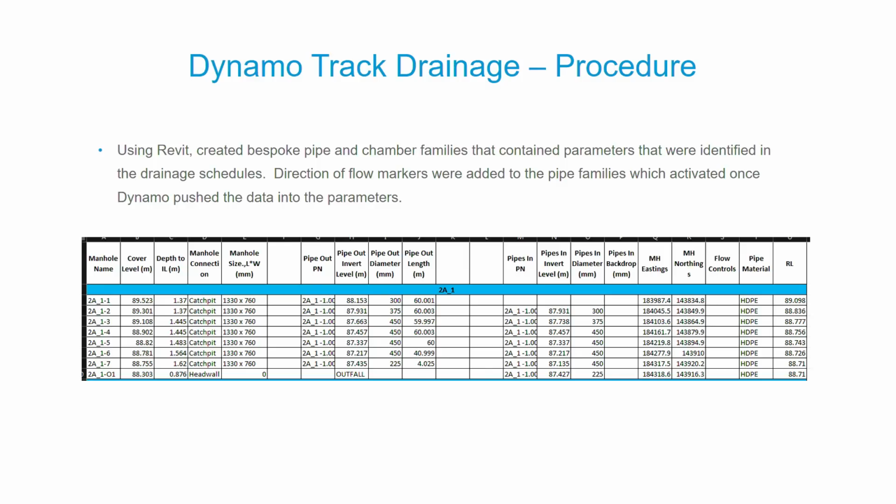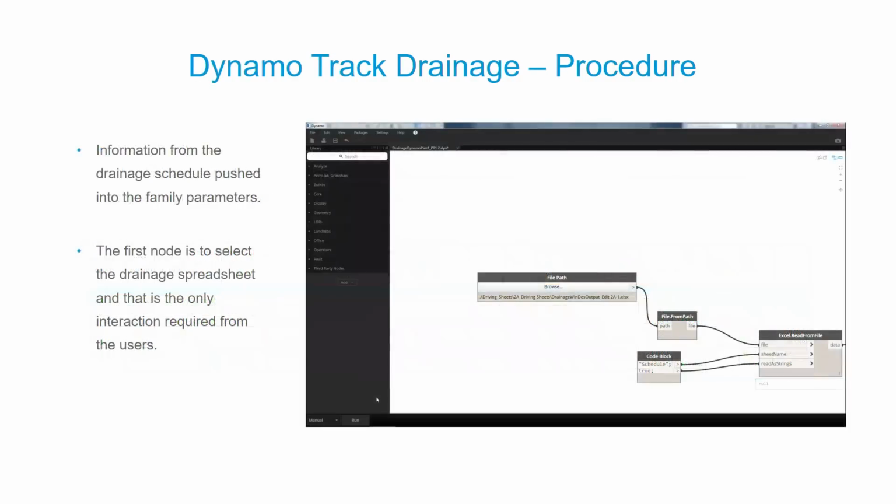So we created adaptive components for the pipes and generic models for the catch pits. And in the adaptive component of the pipe family, we included a direction flow marker that was activated once it was populated with the associated parameters. So we created the Dynamo graph, which read the drainage schedule and extracted that data, converted it into lists, and pushed that into the parameters contained within the bespoke families.